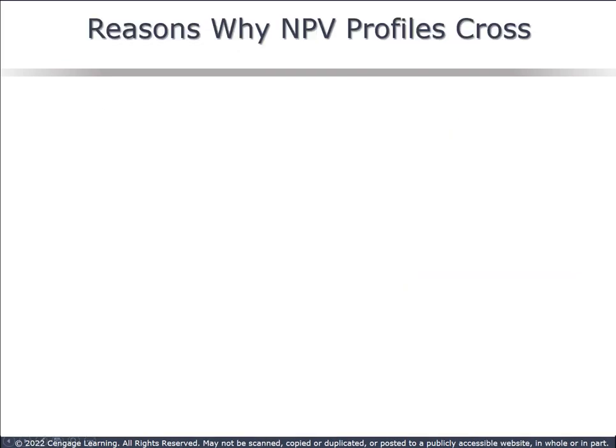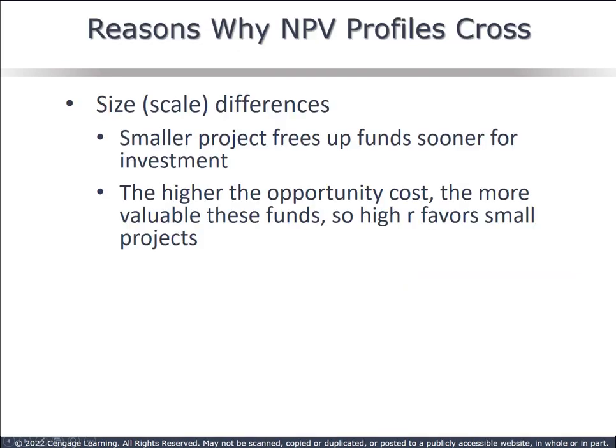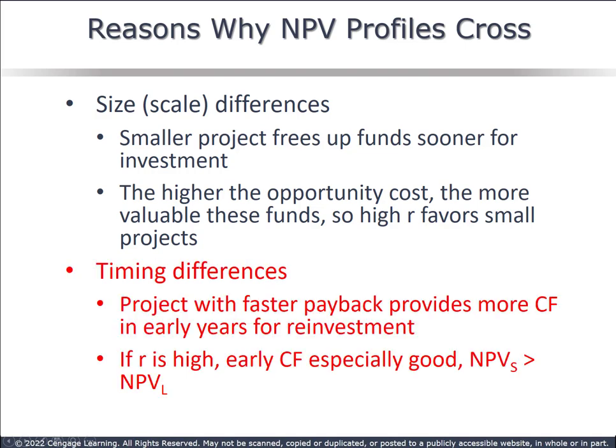What makes the profiles cross? Size or scale differences: one project involving significantly larger cash flows than the other. Timing differences. That's the case with our 2 projects. One generates larger cash flows sooner.